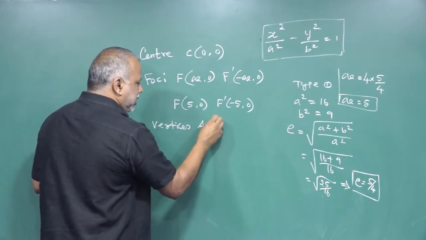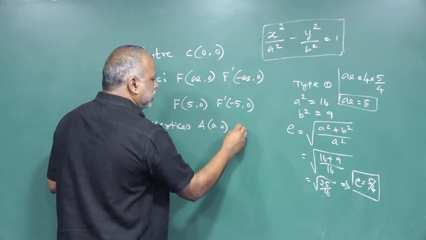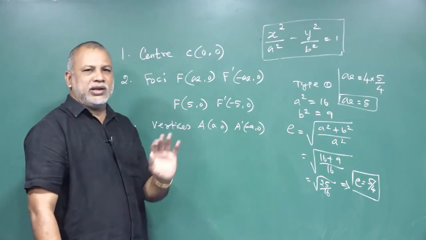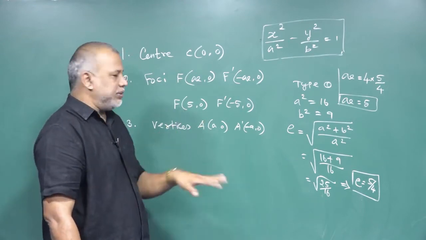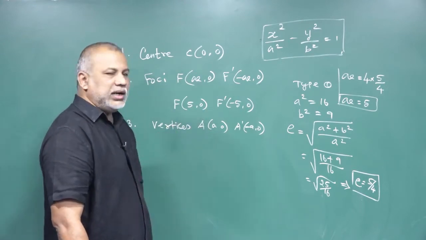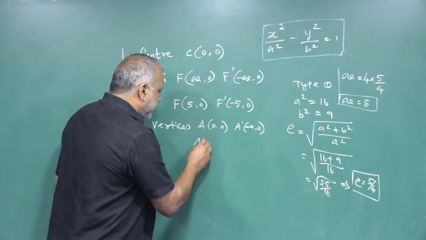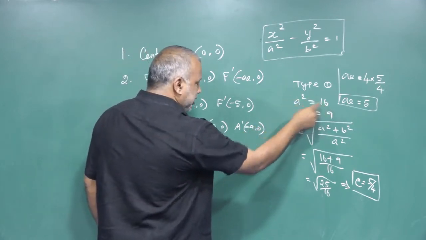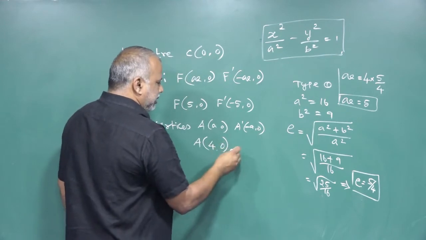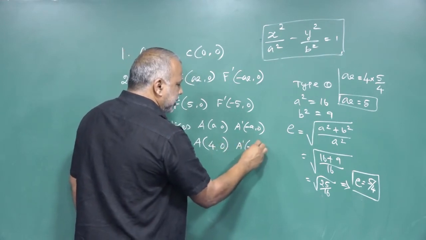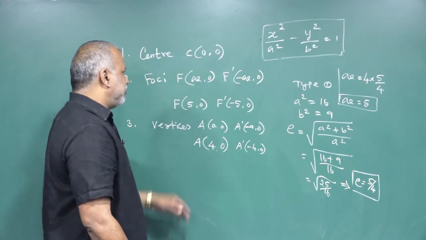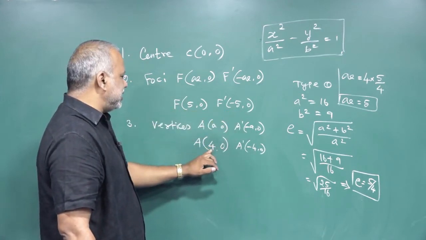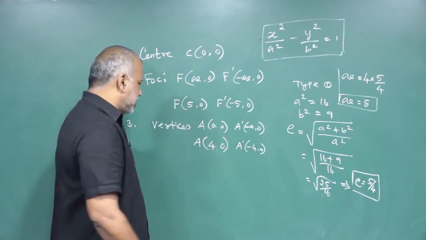Vertices, as per the formula, we can say (a, 0) and (-a, 0), or you can write plus or minus. For your convenience, I am writing (a, 0) and (-a, 0). See here, what is the value of a? Here a squared is 16, therefore a is 4, so the vertices are (4, 0) and (-4, 0). So the foci are (5, 0) and (-5, 0), and the vertices are (4, 0) and (-4, 0).